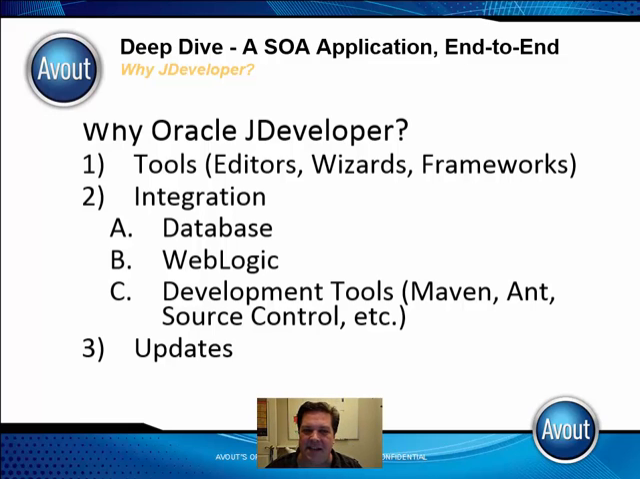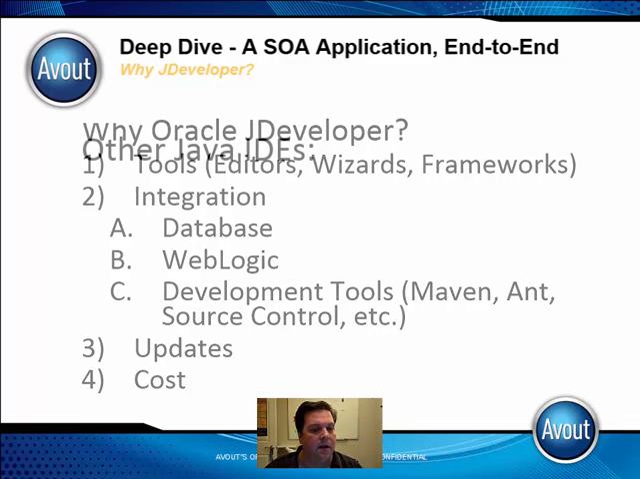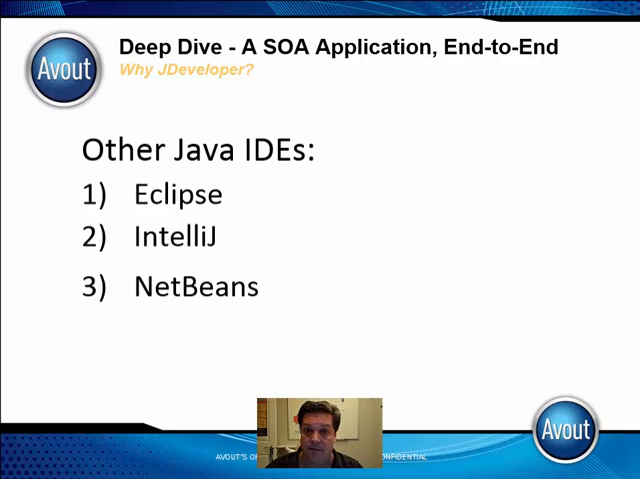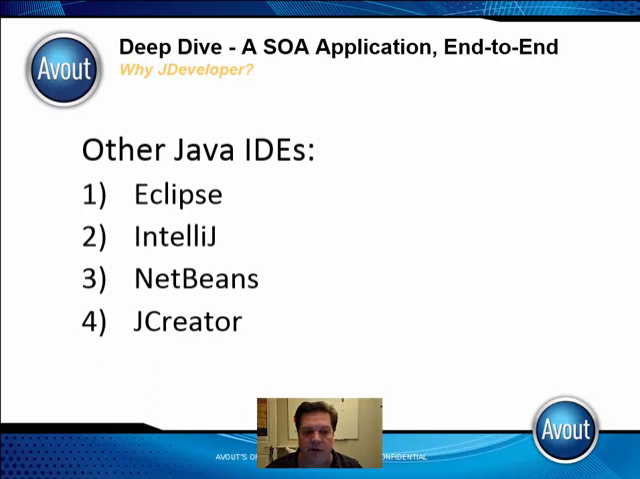There are other Java IDEs out there that you can use. A lot of developers like Eclipse, IntelliJ, NetBeans, JCreator. They're all perfectly acceptable ways of creating an application using an integrated development environment that's not JDeveloper. For the examples in these videos, I'm going to be using Oracle JDeveloper because I think that is the best tool out there for creating SOA-based applications, but you can certainly use any of those other tools.